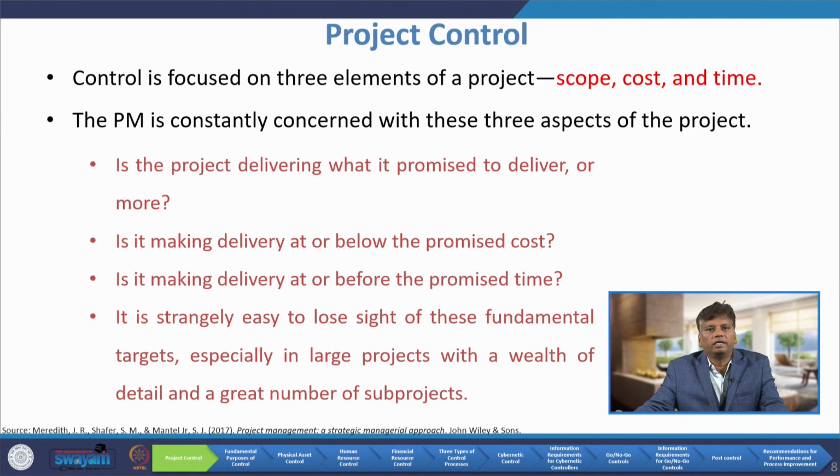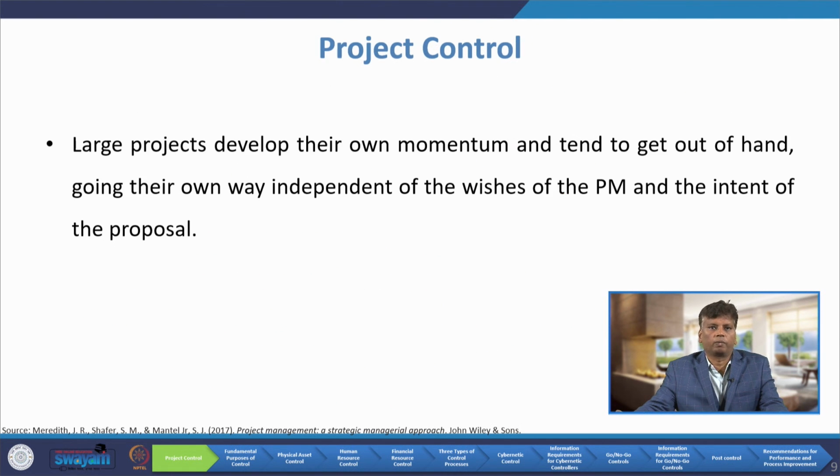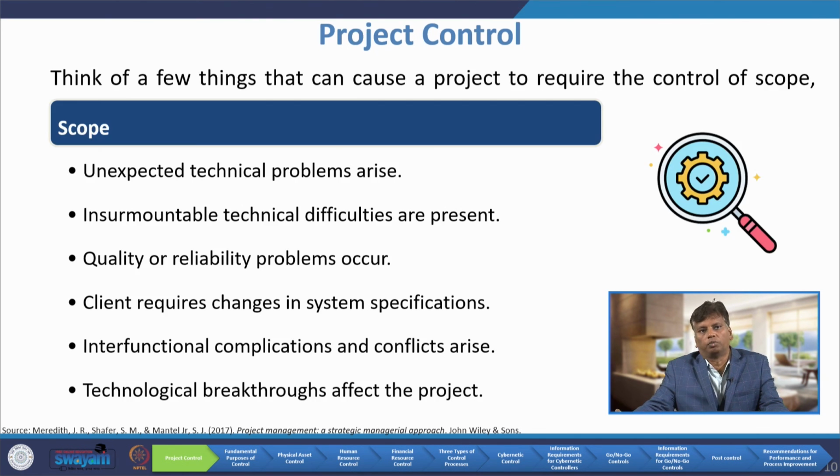It is strangely easy to lose sight of these fundamental targets, especially in large projects with a wealth of detail and a great number of subprojects. Large projects develop their own momentum and tend to get out of hand, going their own way independent of the wishes of the project manager and the intent of the proposal. So, if a large project is not properly controlled, it will go out of the project manager's control, and that will create a lot of problems for us.